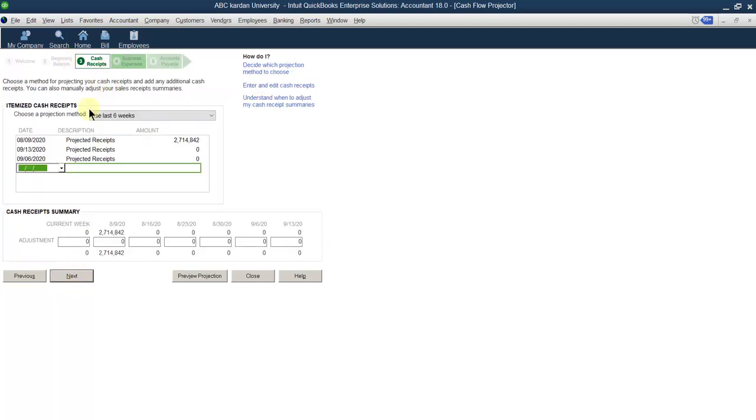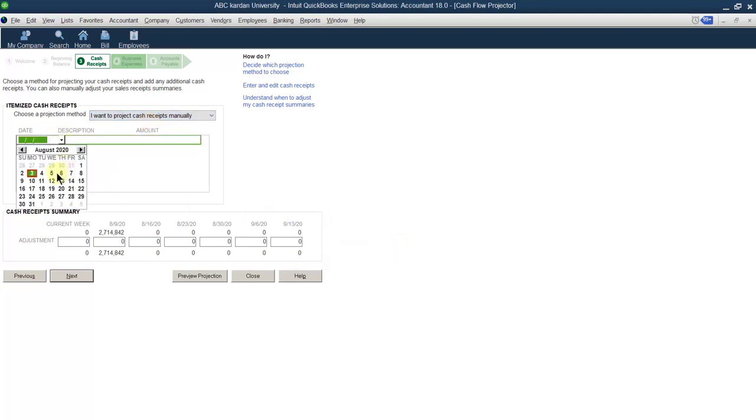Then you have to provide your receipts. How much will your receipts be? For calculation of the receipts, there are methods. Choose a projection method. How can you project or estimate your receipts? For this, there are 6 methods. If you want to project cash receipts manually, then you can do it manually, for example, by selecting this one.